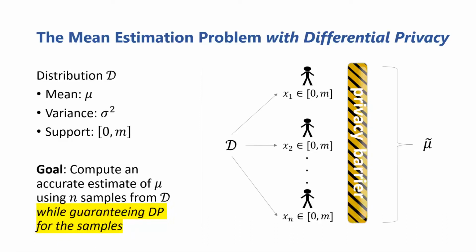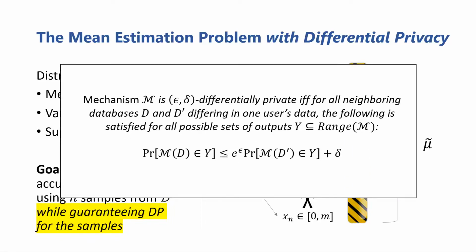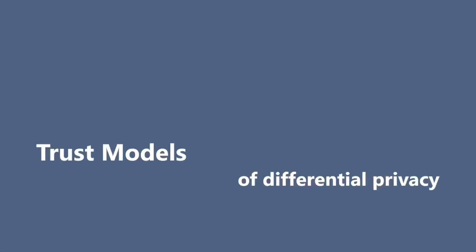Now, the way that the privacy barrier functions strongly depends on the underlying trust model used. However, what it means for a mechanism to satisfy differential privacy, or in this case, for an estimator to satisfy differential privacy, remains the same across all trust models. I won't dwell much on precisely what the definition of differential privacy is, but to briefly summarize it, we say that a mechanism satisfies differential privacy if, for all pairs of inputs that differ in only one user's data, the mechanism's corresponding pair of output distributions are approximately the same.